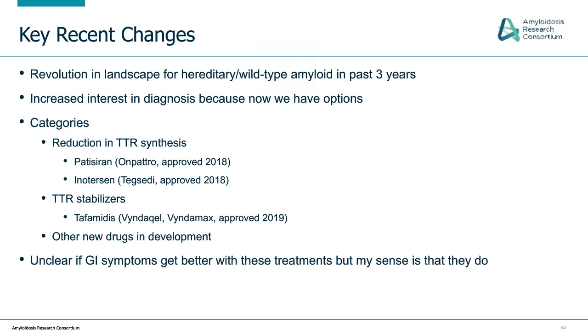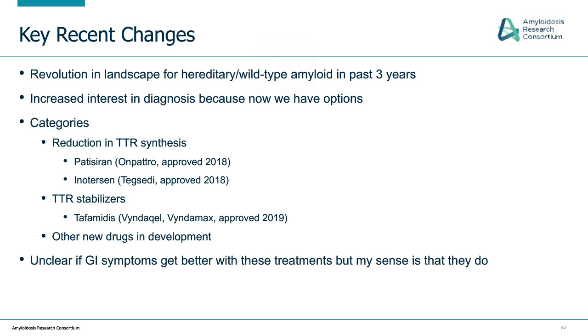Right now, from the TTR category, we have 2 primary families of meds. The first group reduces synthesis of TTR. The second will try and stabilize what's there. And so we now have options for both hereditary as well as wild type, whereas prior to 2018, we really didn't outside of clinical trials.